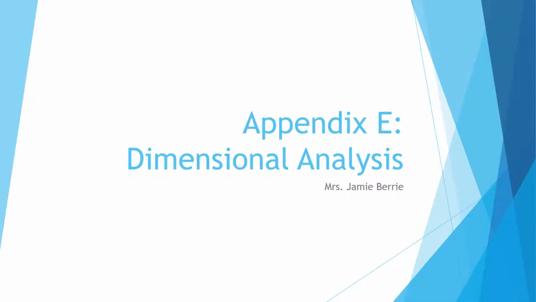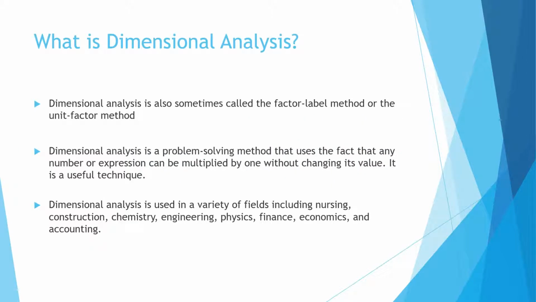In this video, I'm going to be talking about Appendix E, which is in the very back of your textbook. And Appendix E deals with what we call dimensional analysis. So the first thing we should talk about is what is dimensional analysis. It goes by different names. Sometimes it's called the factor label method or the unit factor method, and some people might just call it conversions.